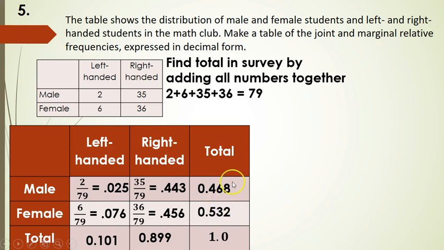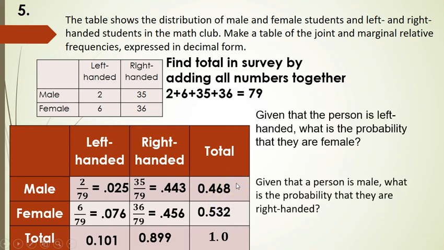So when I do this problem, I'm going to do it the same way I did the last one. We're talking about, again, left-handed. That's that column. So we're going to take this total, and we're going to put 0.101 in the denominator, and we're going to pick the 0.076 and put it in the numerator. That's going to give us, again, about 75%, okay? It's a little more accurate just because, why? Because we have 3 decimal places here, okay?